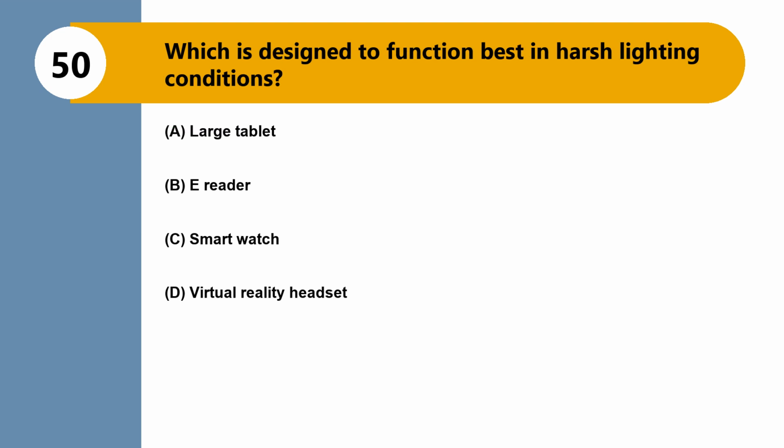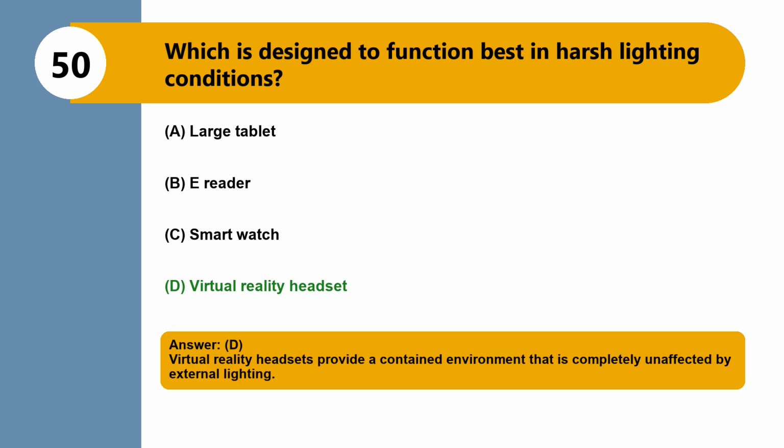Question 50. Which is designed to function best in harsh lighting conditions? Option A, large tablet. Option B, e-reader. Option C, a smartwatch. Option D, virtual reality headset. The correct answer is option D, virtual reality headset. Virtual reality headsets provide a contained environment that is completely unaffected by external lighting.